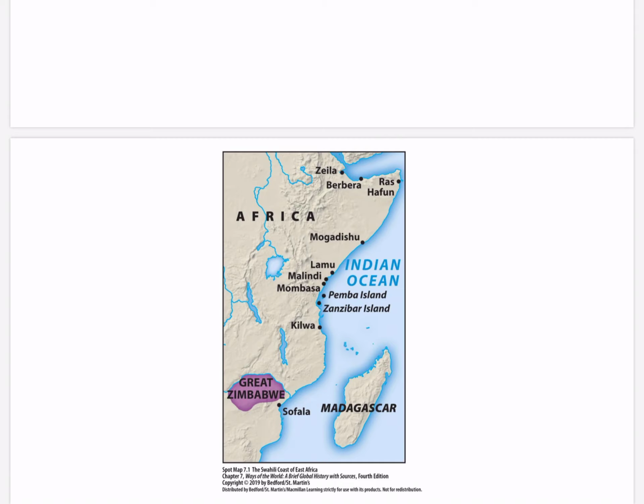So based on the evidence in this map, why would the cultures of cities such as Ras Hafun, Mogadishu, and Kilwa be different from that of Great Zimbabwe? Well, these cities were closer to and much more culturally linked with the Arab world. In fact, many people in these cities were Muslim as a result. And that concludes our study of the sea roads exchange across the Indian Ocean. I will see you guys next time for the sand roads.